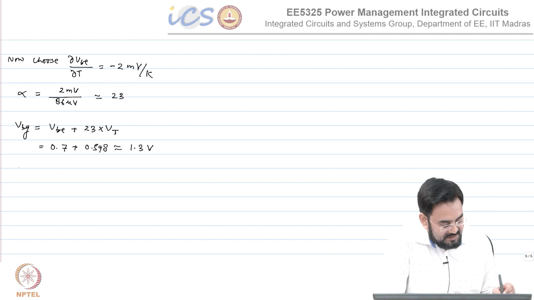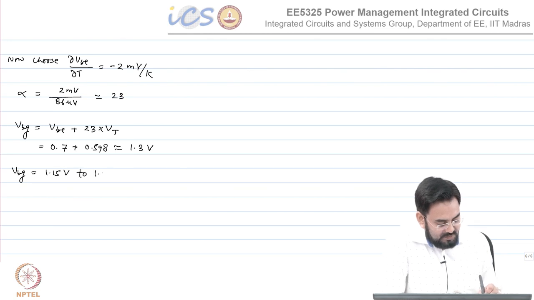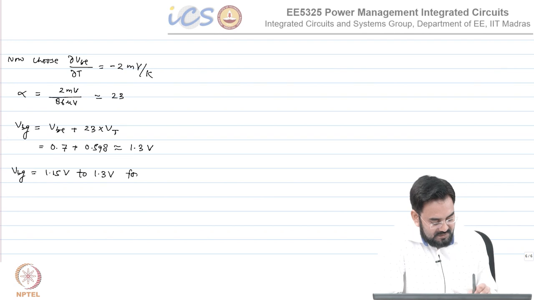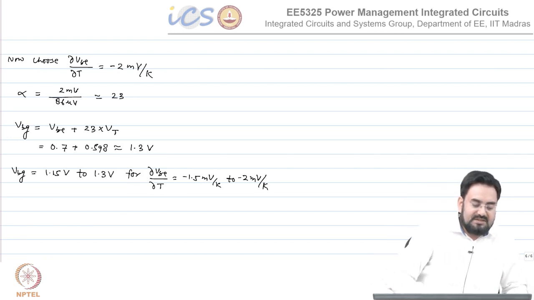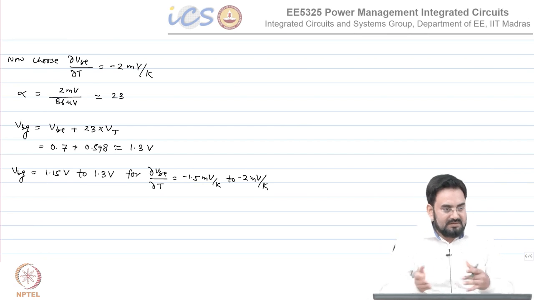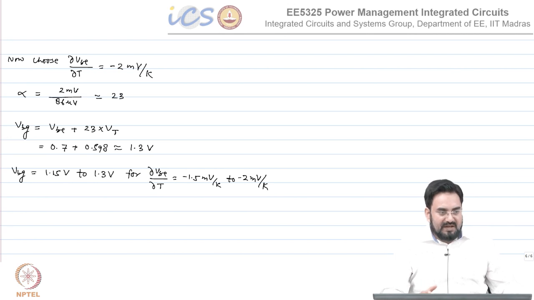So your VBG is 1.15 volt to 1.3 volt for delta VBE by delta T equal to minus 1.5 millivolt per K to minus 2 millivolt per K. And depending on the process, you might hit any number in between these. So, different process, and most of the time you get 1.25, 1.2 volt.